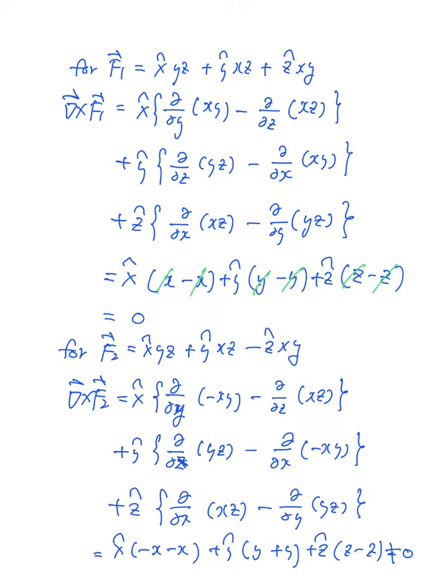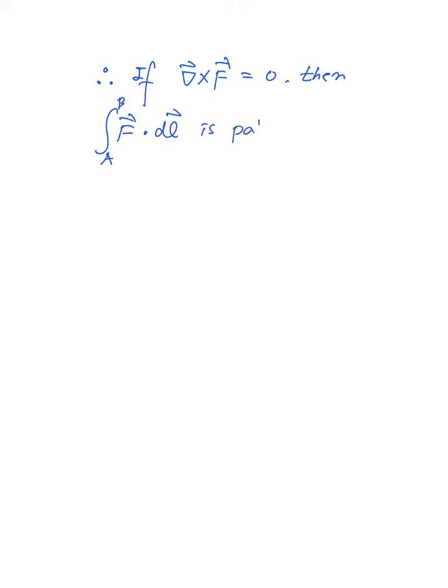So maybe next page. So we have the following general result. If curl F is equal to zero, then the integral from A to B is path independent. This is a very important result. And maybe you can take a break for 5 minutes.